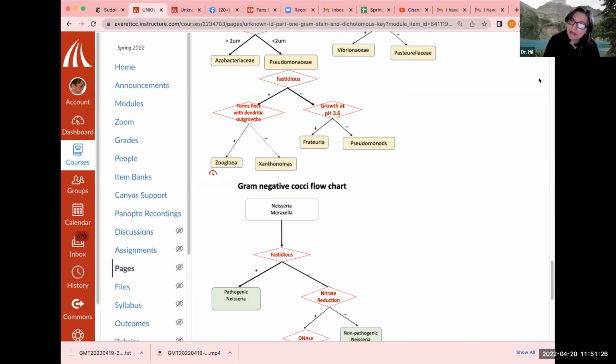Question from Aminata: for the lab, are we using the average to calculate CFU per square foot hour? Yes.